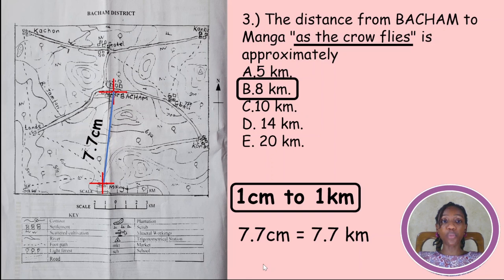So if someone just approximated the answer that they got, 7.7 centimeters, and picked 8, that is option B, without going the proper way and converting the map distance, they would have been able to get away with it with a question like this because of our scale. But if they had a different scale, let's say 1 centimeter to 2 kilometers, then they wouldn't have been so lucky. So always learn to complete your work to avoid errors.